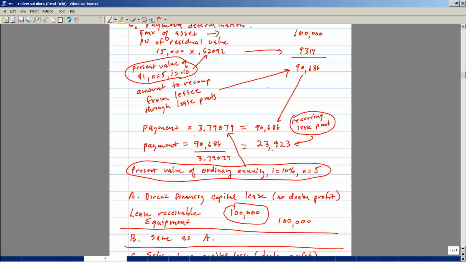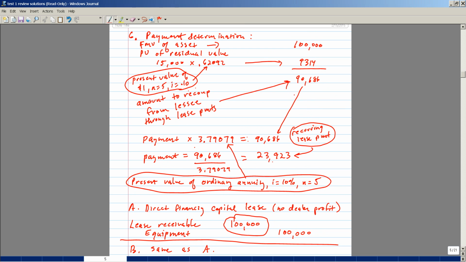Up here, I do the calculations for that. So the first thing we've got to figure out is what lease payment the lessor is going to charge. The lessor is going to figure that out by taking the fair value of the asset today, subtracting from it the present value of the residual value of the asset at the end of the lease term, and the difference between those two amounts is what he has to recoup from the lessee in lease payments.